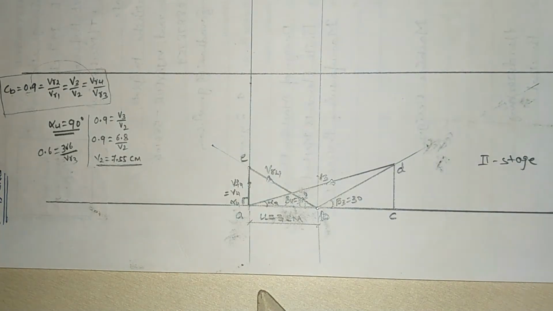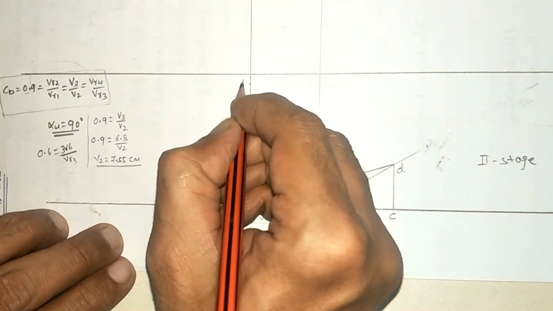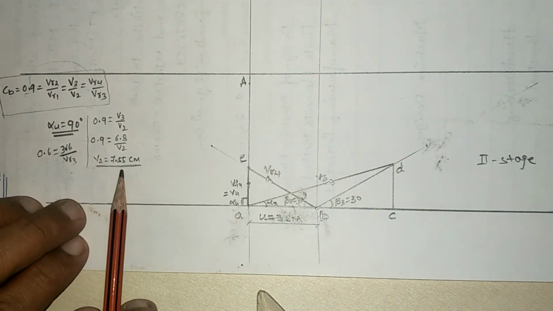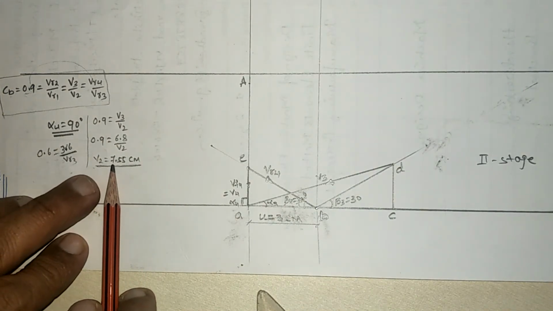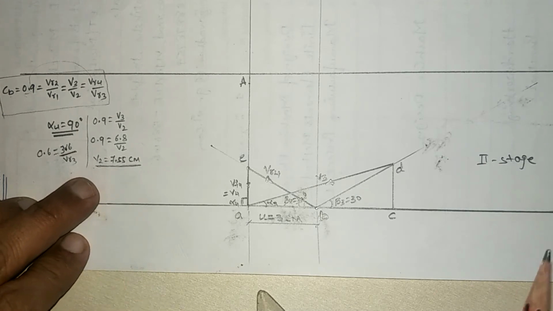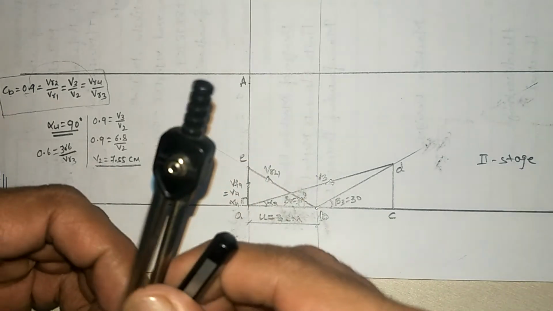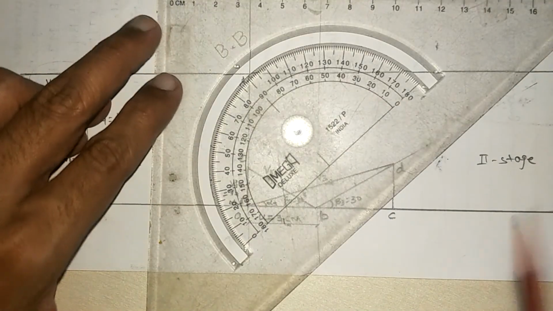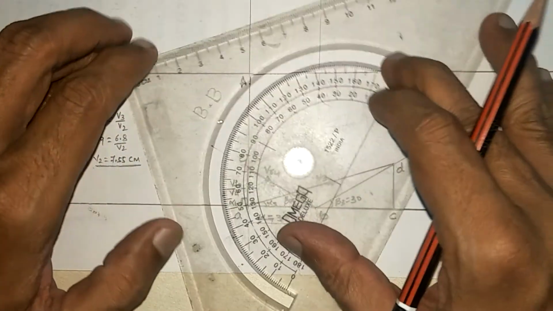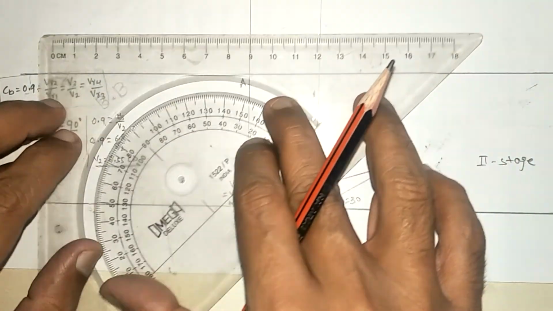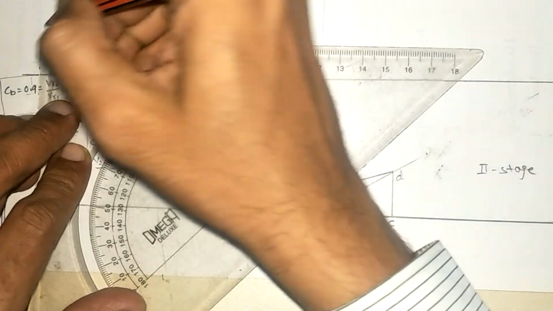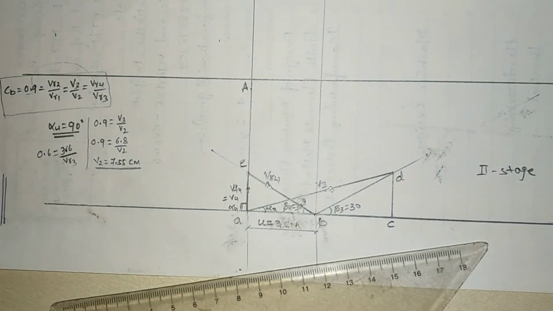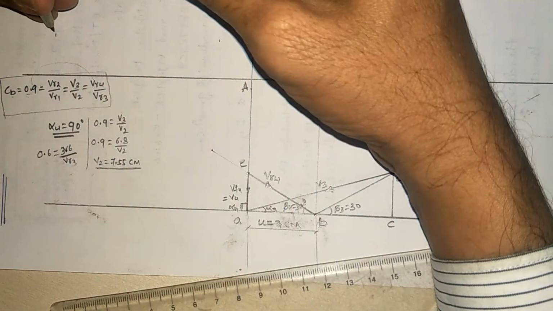So from point capital A, I am going to draw an arc of length 7.55 centimeters using a compass. This is the compass I am having. So I will locate the length here, 7.5 centimeters. From here to here is 7.5 centimeters, so that I can mark it on the compass.